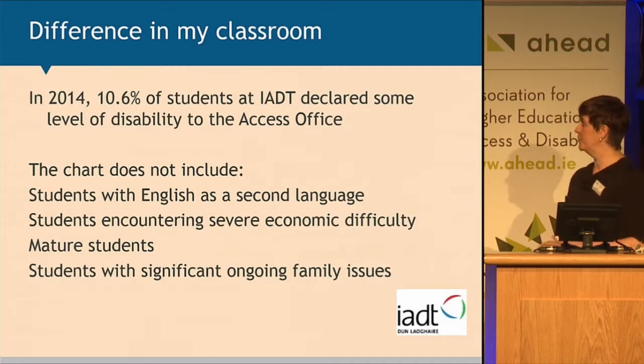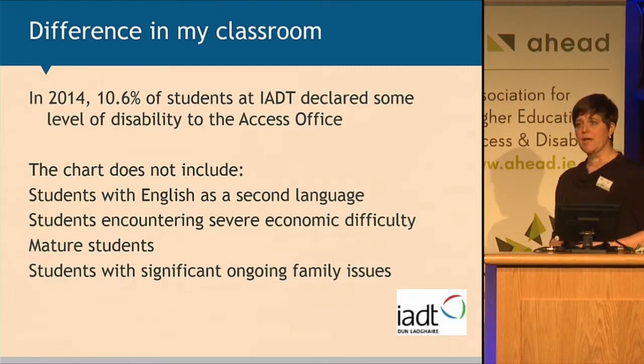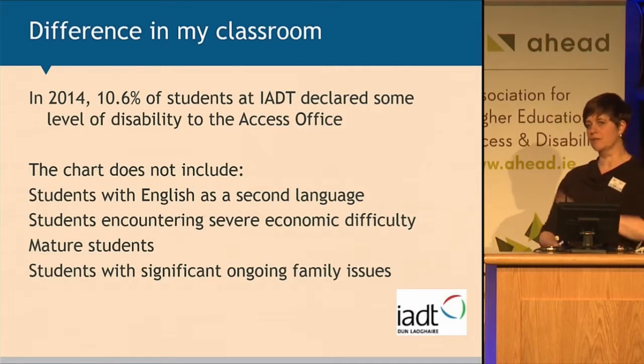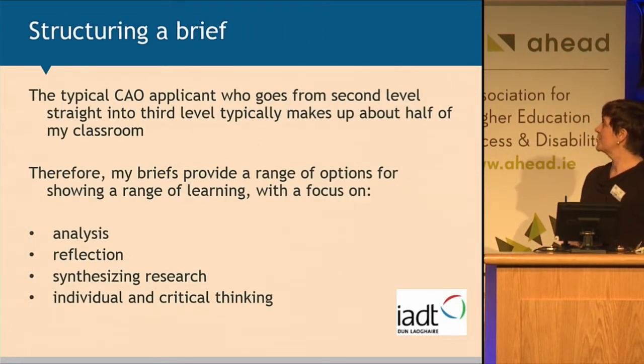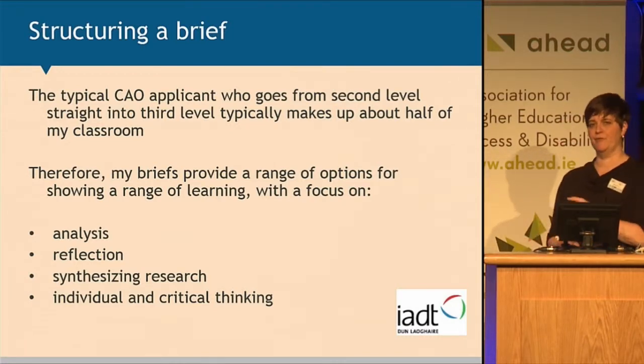That chart doesn't include people who come in with English as a second language, which is getting more and more common. Students who are encountering severe economic difficulty, again, getting more and more common, and really impacting people. Mature students: we don't at Dunleary make a huge difference between mature students and CAO students. They just come in as part of the mix. And students with ongoing significant family issues. So there's lots of stuff going on in my classroom. The typical CAO applicant who goes from second level straight into third level education typically makes up half or sometimes less than half of the faces in my classroom.